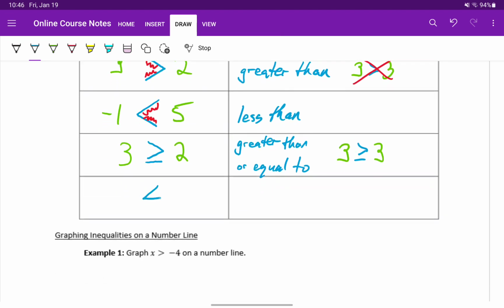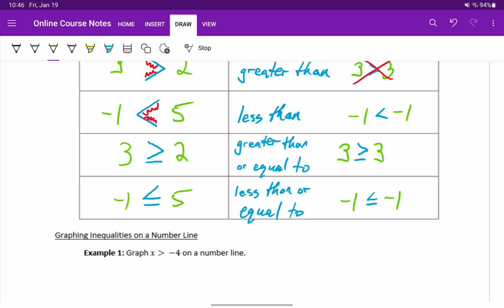Similarly, we have the less than or equal to symbol. Where we could write a statement like -1 is less than or equal to 5. And we could also say that -1 is less than or equal to -1, since we have that equality portion included with that inequality sign. But if we wrote a statement where we said that -1 is strictly less than -1, that would again be a false statement.